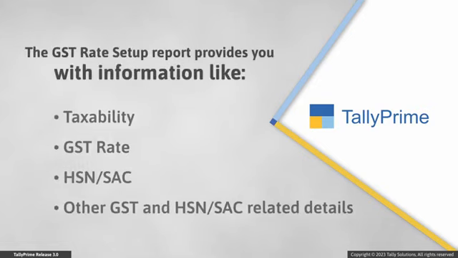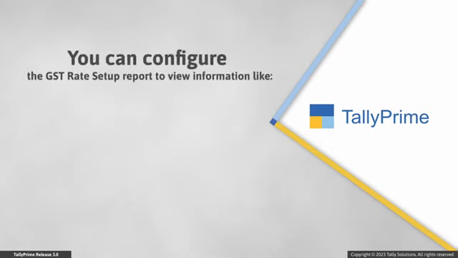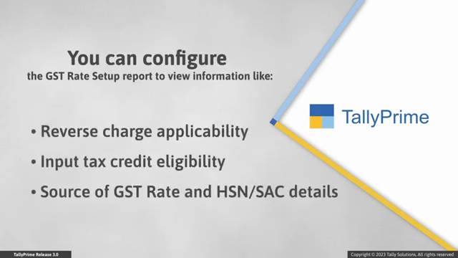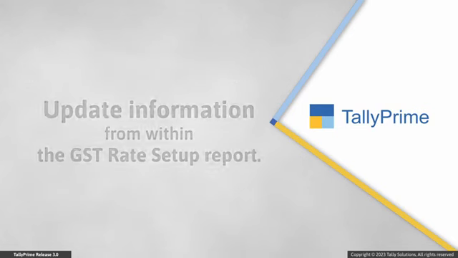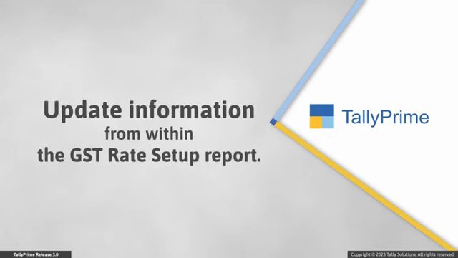In TallyPrime Release 3.0, the report provides you with all the information such as taxability, GST rate, HSN or SAC, and other relevant details. What's more, you can also configure the report to view more information such as reverse charge applicability, input tax credit eligibility, or source of GST rate and HSN or SAC details. And you can update any information from within the report as needed. The facilities in the GST Rate Setup report are also available for composition dealer.